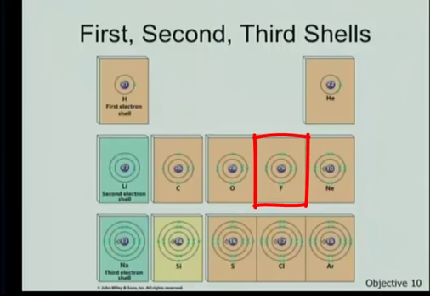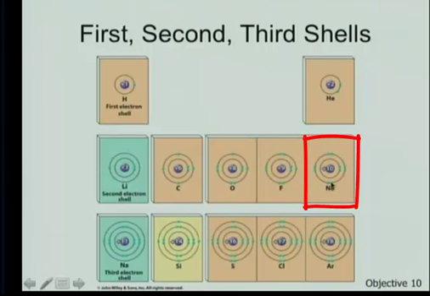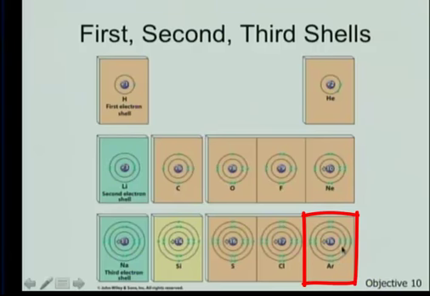Because who does fluorine want to be like? Well, fluorine wants to be like neon. Neon has 2 in the first shell and 8 in the second shell. There's its octet rule. As we get further down, look at argon. Argon has 2 in the first shell. Why only 2? Because it fills with 2. Then it has 8 in the second shell.